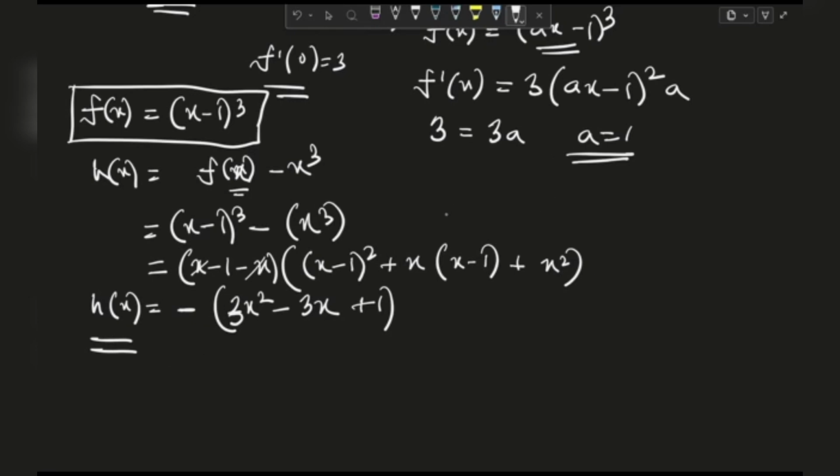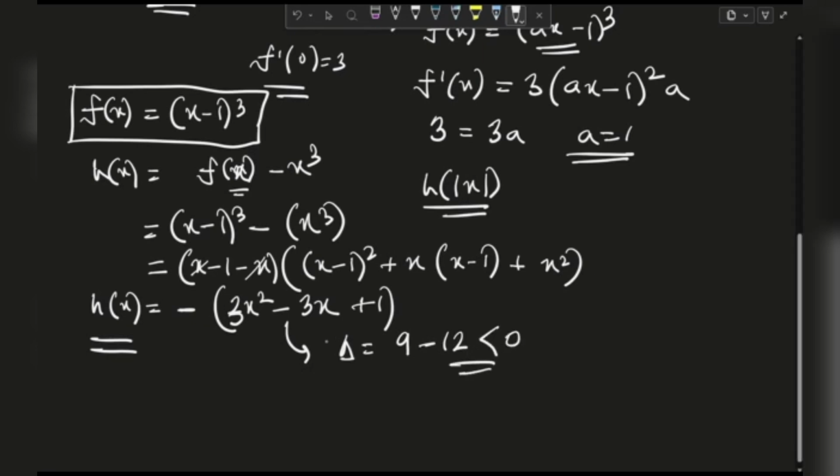And now we need to obtain the curve for h of mod x. Let's check the discriminant of this equation quickly. The discriminant is b square, 3 square, minus 4 times 3, which is 12, so it is less than 0. That means this thing is not intersecting the x-axis anywhere. And also, since the minus sign multiplies this, the coefficient of x square is negative, which basically means that the curve for h of x is lying just below the x-axis. That is a simple conclusion.